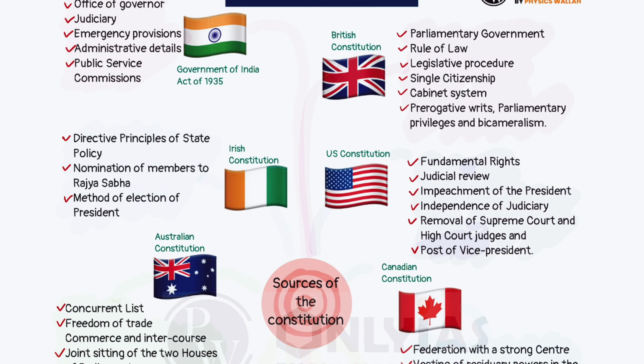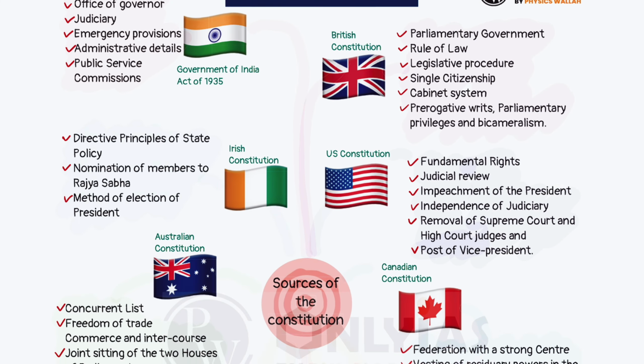And the last one is the Australian Constitution. That is the concept of the concurrent list, the freedom of trade and commerce and intercourse, and the joint sitting of the two houses of the parliament. So these were the sources of the constitution we were inspired from. We took that constitution as a reference.